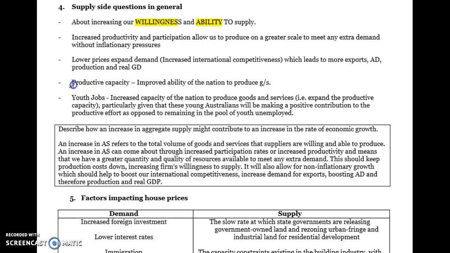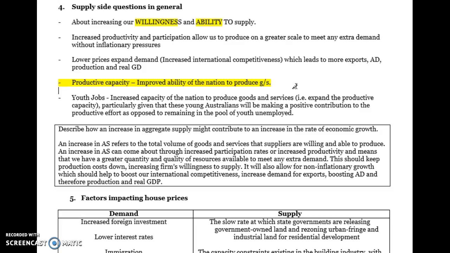So when you're talking about the term productive capacity, what that means is an improved ability of the nation to produce goods and services. Okay, it's like when the PPF shifts outwards. If you want to define productive capacity by saying that it's a shift outwards in the PPF, which comes about through an increase in access to resources or quality of resources, then that is fine.